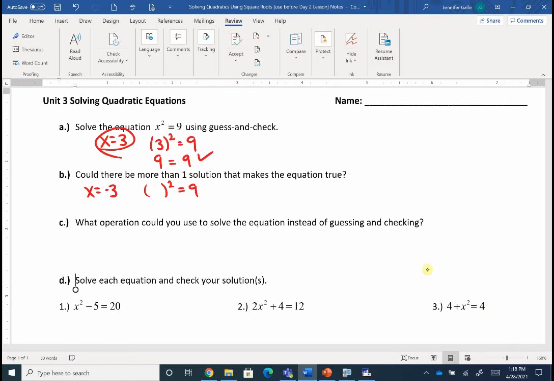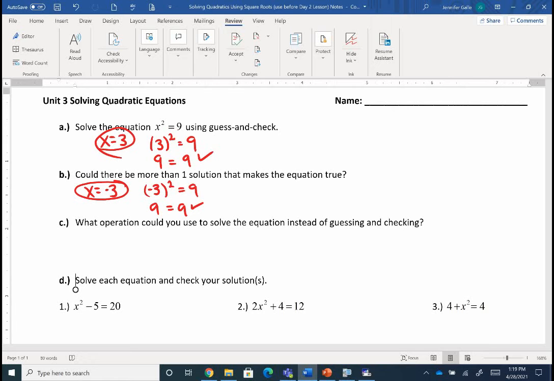So there's our guess of negative 3. Let's put it in for the x when we square it. If I square something, it means that thing times itself. So negative 3 times negative 3 does give me positive 9. So yes, there can be more than one solution when we're solving those quadratics. Remember, quadratic: highest exponent is a 2.